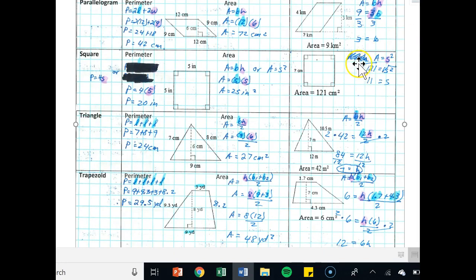If you weren't in class, this symbol here is called the square root. To undo something that is squared, such as your side length here, you take the square root of it. So you're basically asking yourself, what number times itself gives me 121? It's 11.